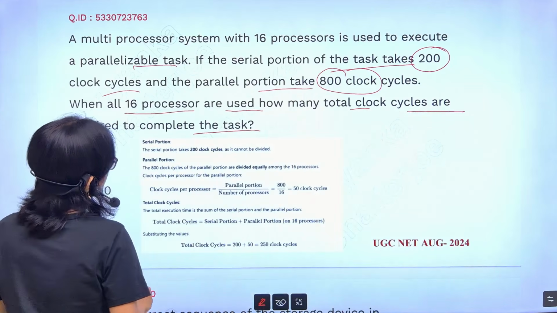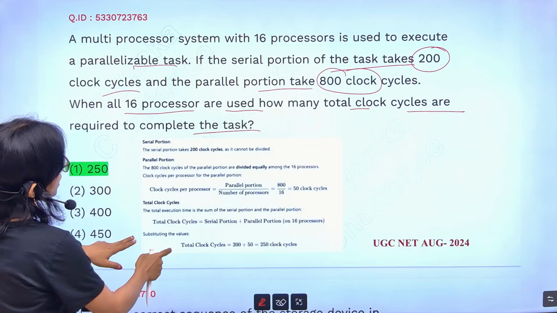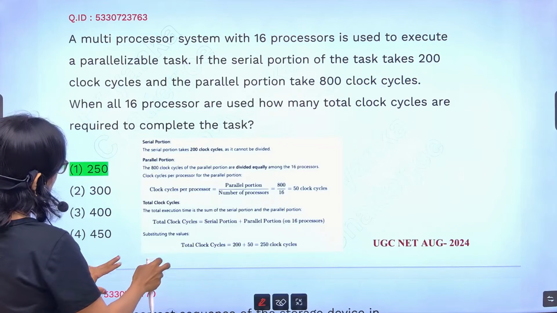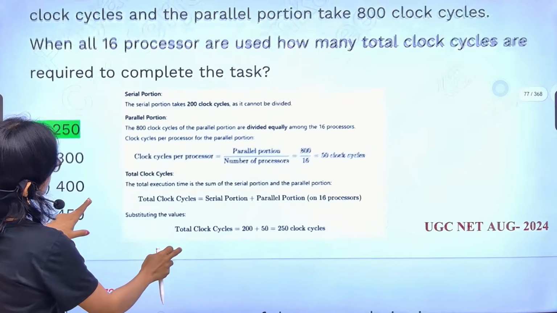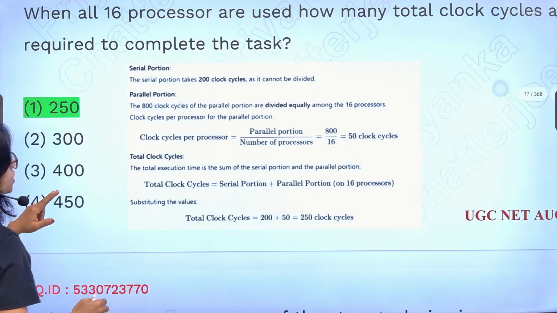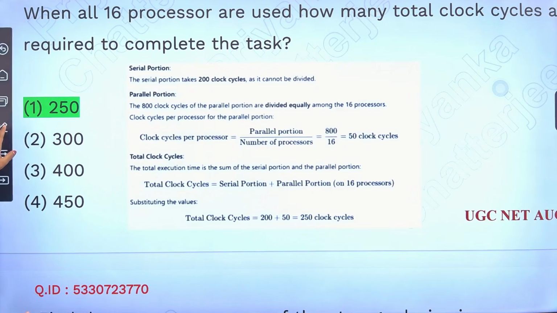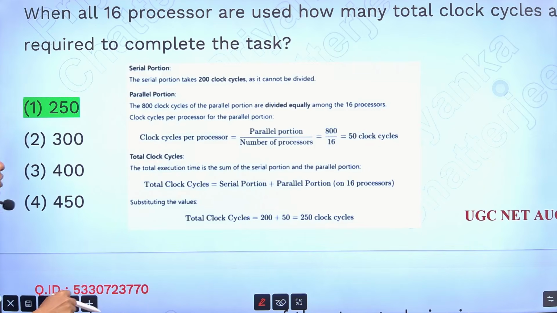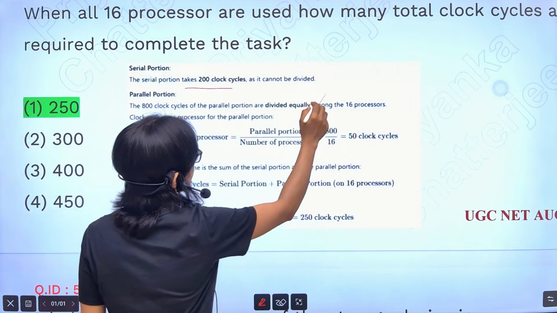16 processors are being used here, so what will the total clock cycles be? That is your question. So how are we solving it here? You can see that the serial portion takes 200 clock cycles, it is given to you. That cannot be divided because it is serial.